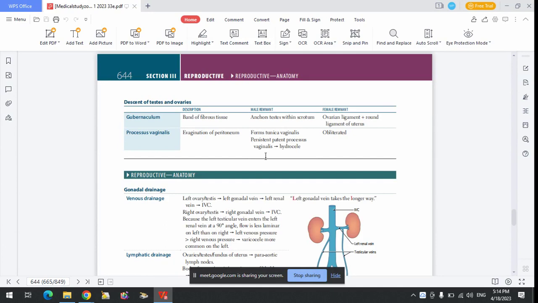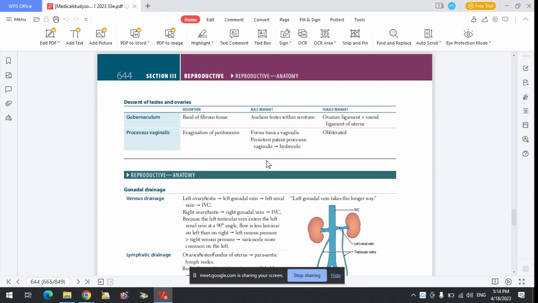Indirect inguinal hernia can occur when there is persistent patent processus vaginalis. I'm surprised that USMLE failed to mention it here. At the same time, if intestine doesn't herniate through that patent processus vaginalis, fluid can also enter. So if fluid enters, you call it hydrocele. So the pathophysiology of indirect inguinal hernia and hydrocele are actually the same thing. It's just what enters that is different.